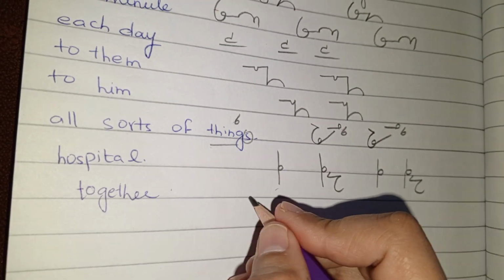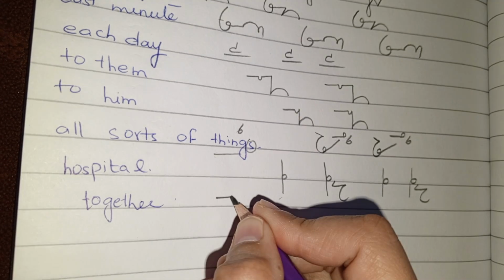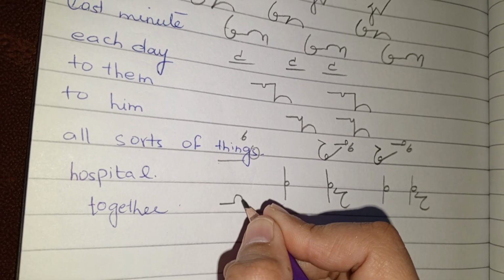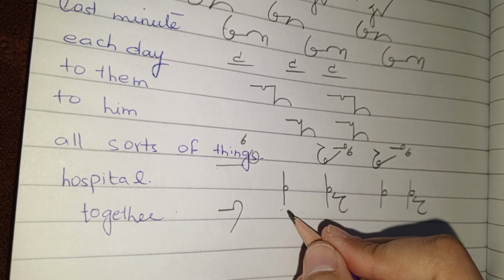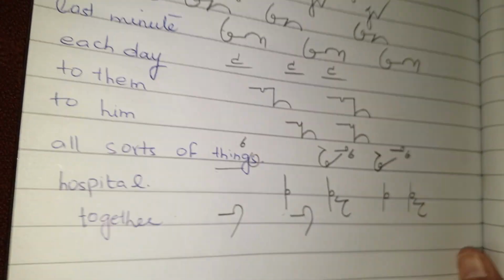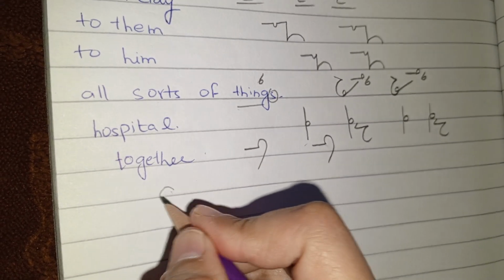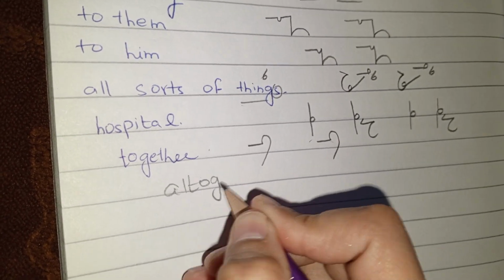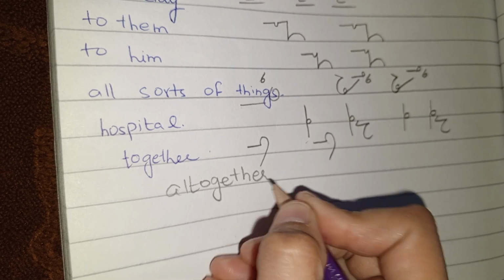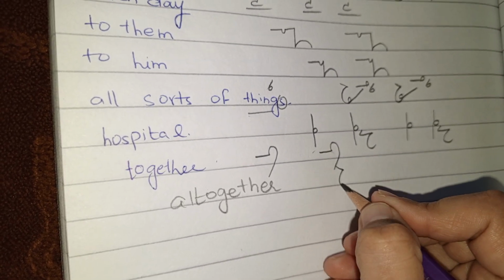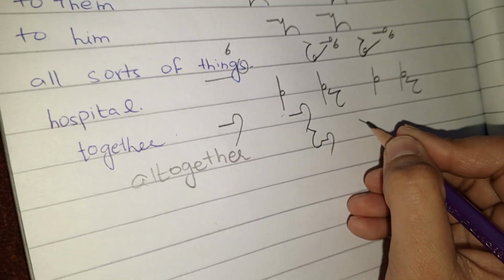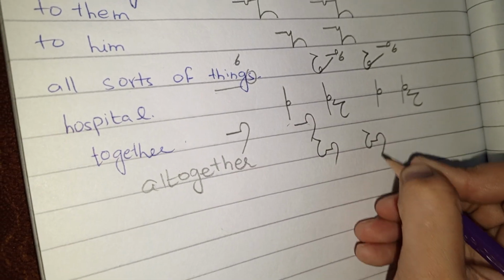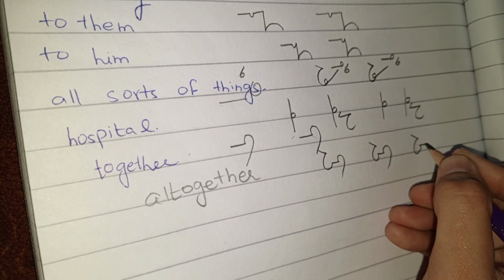Again, together. We have written the outline of the word together twice. Together. Make the outline of all together. All together.